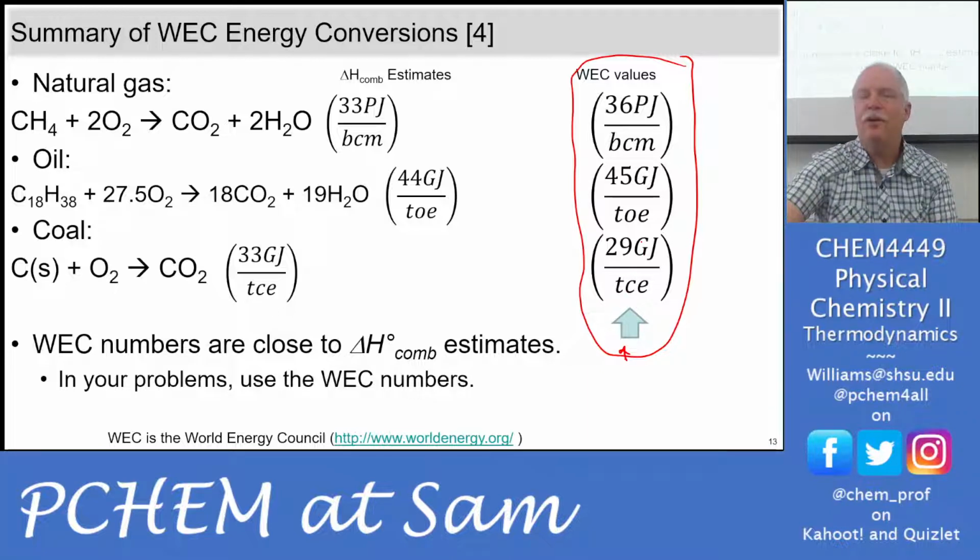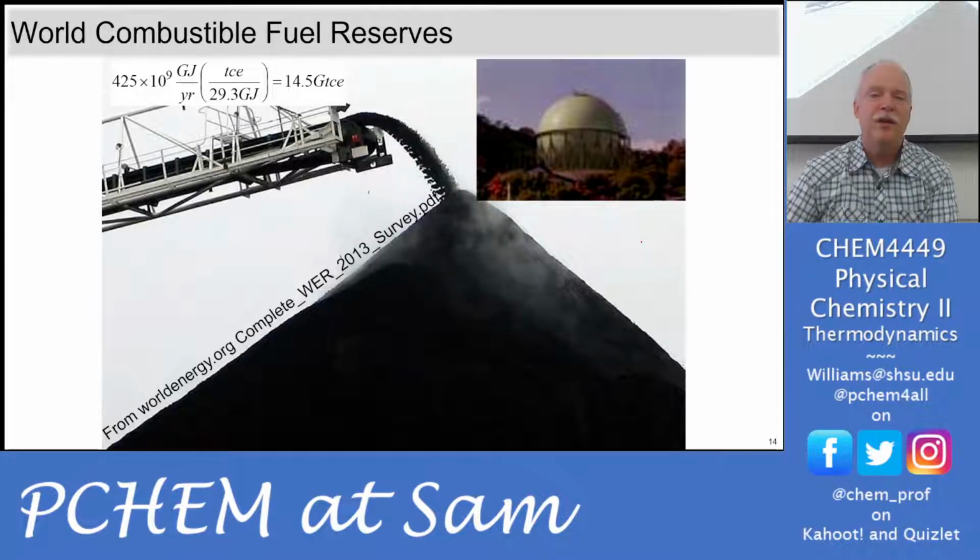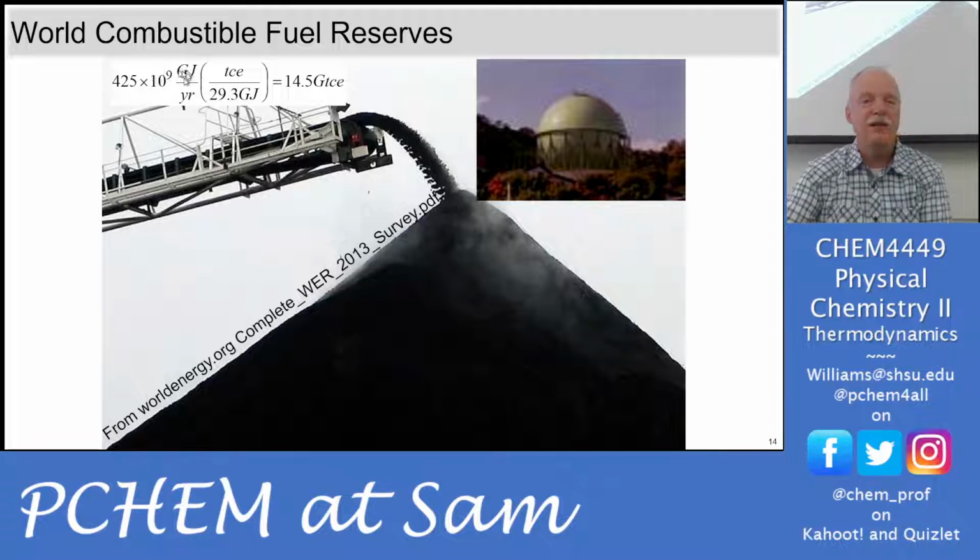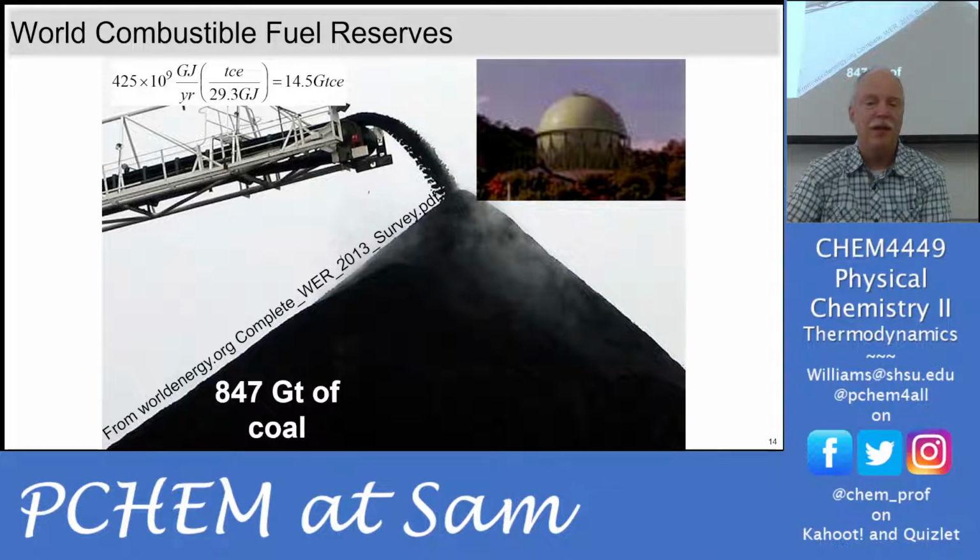So let's now take all of our reserves worldwide and see how much energy we have in each of those. So here are our world combustible fuel reserves. And the world uses 425 billion gigajoules per year. So that's 425 exajoules per year of energy. And so how many tons of coal would deliver that amount? 14.5 billion tons of coal. That's the dirtiest fuel because it has all the extra elements in it, mercury, uranium, and everything. And so do we have enough to power our world? Yeah, we have 847 gigatons of coal.